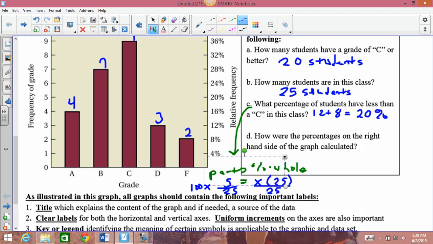So essentially, I've actually just already answered part D, because it says, how were these percentages calculated? They were calculated using this formula, your part equals percent times whole.